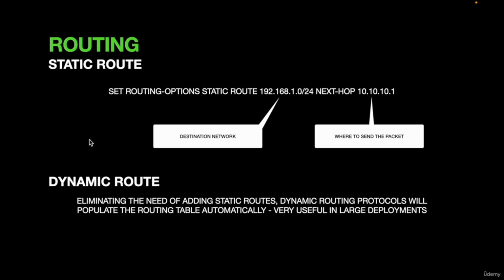10.10.10.1. We also can have dynamic routes. In some cases we can have very big networks with a lot of routes, and configuring those routes will be time consuming, and we can also have mistakes during the configuration. So we can use a dynamic routing protocol, which will dynamically learn the routes. We'll talk about the dynamic routes in the later lectures.